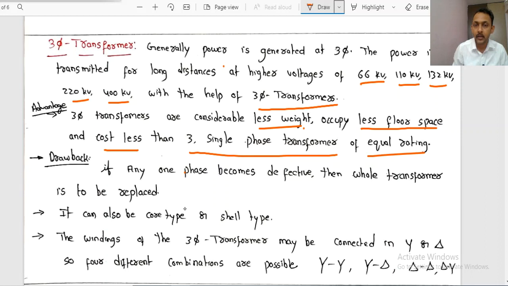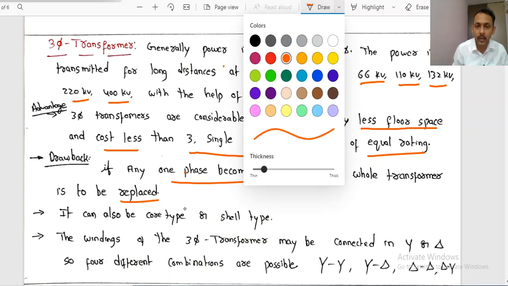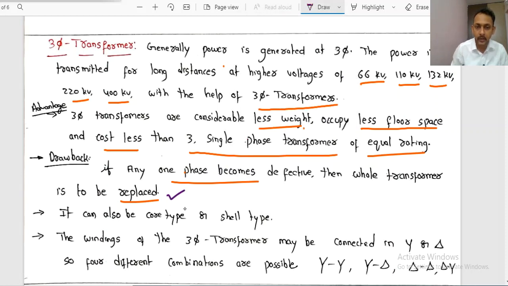Why? Because compared to the three individual single-phase transformers, the overall weight of the three-phase transformer will be less, the place occupied will be less, and the cost also will be less, right? And these are the main advantages. But what is the disadvantage? For example, if you are using one unit of three-phase transformer and any one of the phases becomes defective, the whole transformer is to be replaced. That is the drawback. If any one of the phases gets disturbed, the whole transformer is to be replaced, right?